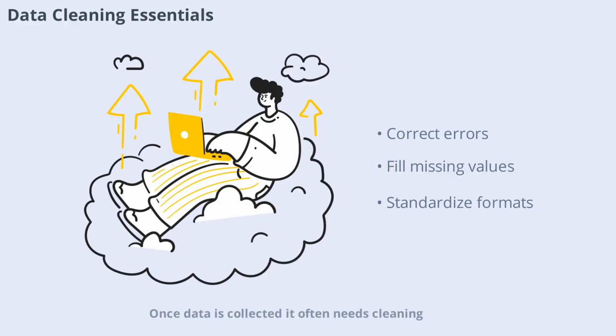Once data is collected, it often needs cleaning. Data cleaning is the process of correcting errors, filling in missing values, and standardizing formats. Clean data is essential for accurate analysis. This step can be time-consuming, but it's worth the effort. By ensuring the data is reliable, you set the stage for meaningful insights and avoid misleading results. Data cleaning is a critical part of any data science methodology.